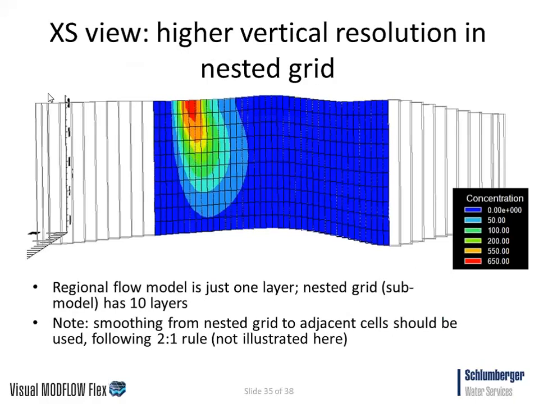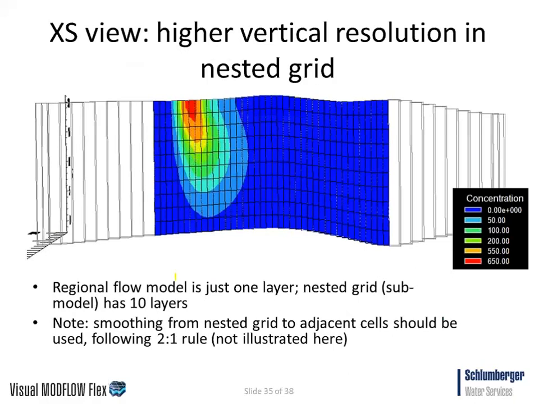So this gives you an idea of what could be possible. If you look at the nested grid in a cross-section view, you can see you can have much higher vertical resolution in the region where you want to run transport, which is key. Alternatively, the regional flow model just has 1 layer. So again, this is possible with unstructured grids. You can have different discretization.